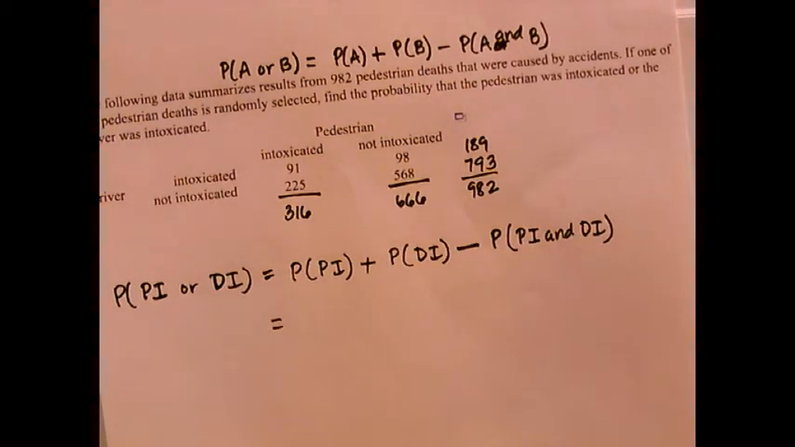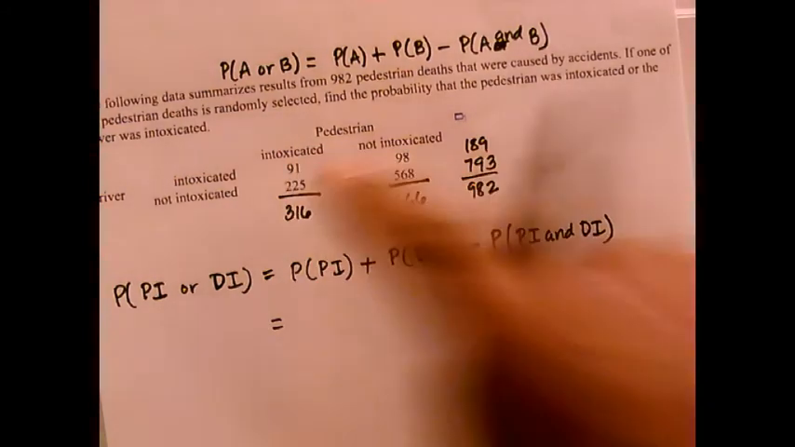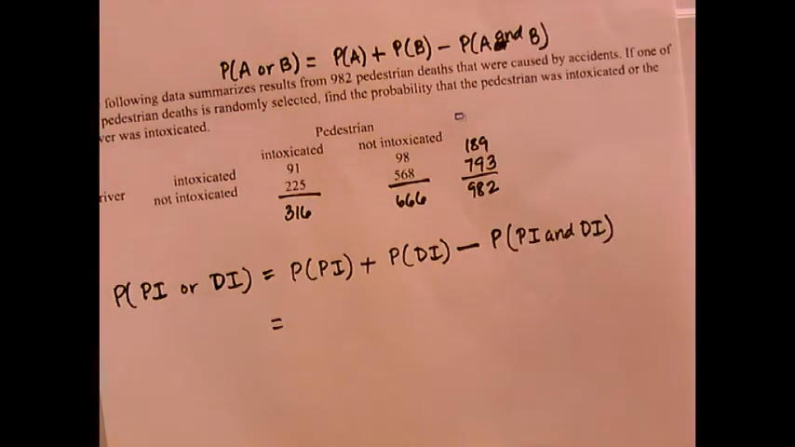Now, in the other example, we didn't because there was no overlap between the positive test result and the negative test result in that last example that I just did. But here there is an overlap.